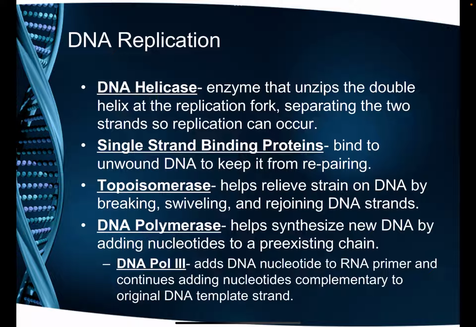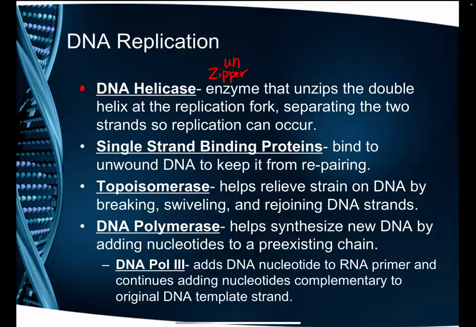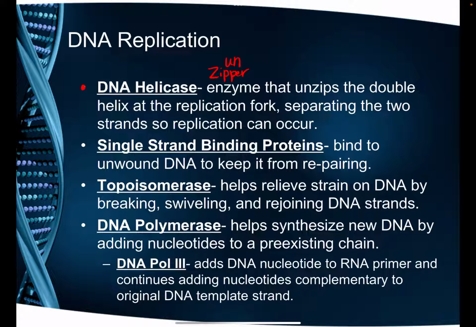So enzyme number 1 is DNA helicase, or helicase. Either way is appropriate to say it. And I think the Amoeba Sisters called it the zipper, or rather, the unzipper. DNA helicase is responsible for opening up that replication fork. It is the zipper on your backpack. It is what creates that replication fork and separates the two DNA strands, okay? That is helicase.